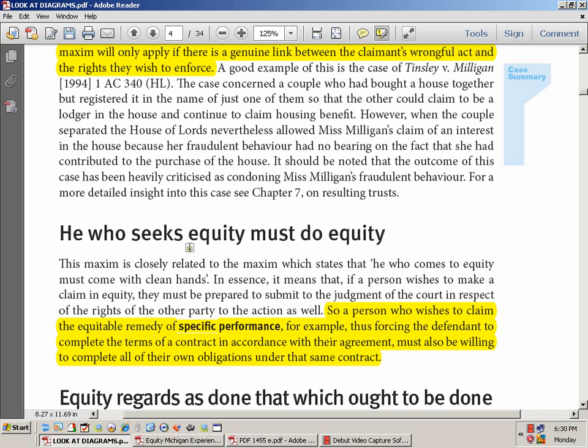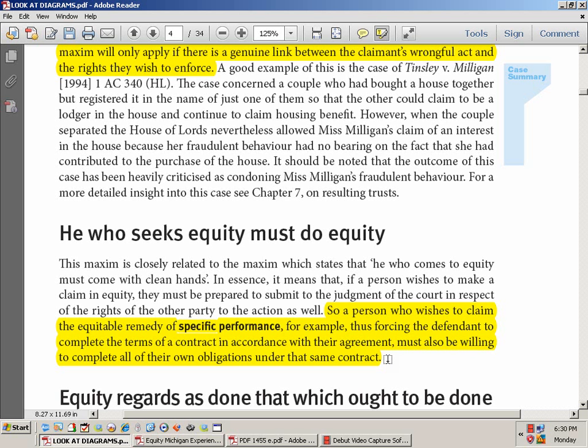He who seeks equity must do equity. So a person who wishes to claim the equitable remedy of specific performance, for example, thus forcing the defendant to complete the terms of a contract in accordance with their agreement, must also be willing to complete all their own obligations under the same contract. So when you bought a house, the grantor signed a sales contract and you signed the sales contract. Well, maybe you have. That's what happens when you acknowledge the warranty deed. You've just signed the contract.